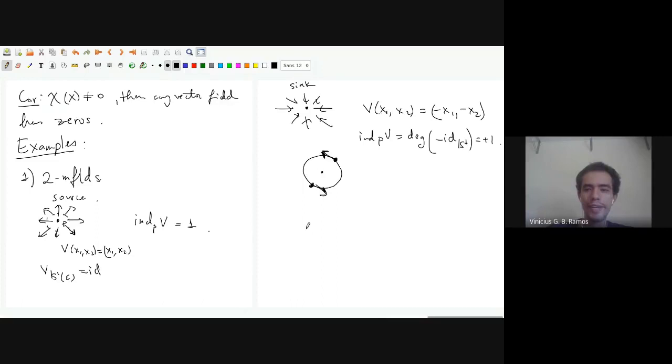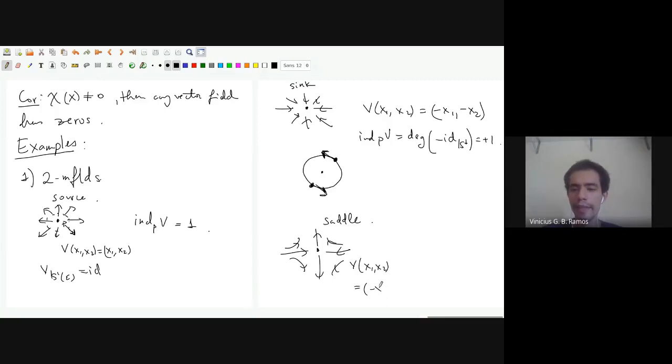Okay. So here's another vector field that you can look at, and it's the saddle. So you can see a local picture. I'm doing all these calculations locally. So it's V of x1, x2 is minus x1, and then x2. And this, it's interesting.